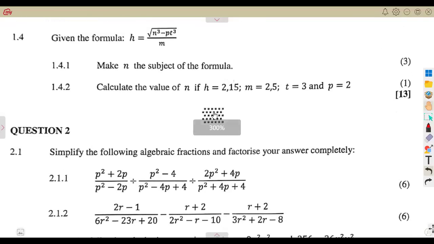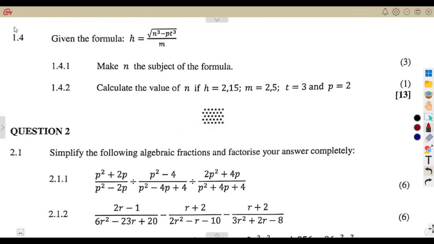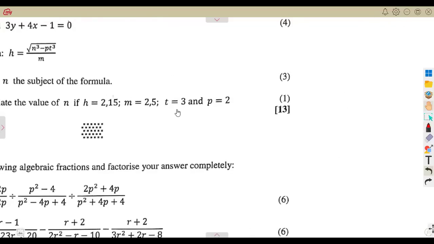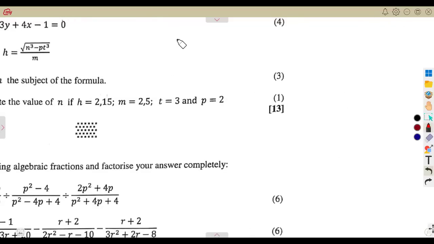On 1.4, we were given a formula, and we are asked on 1.4.1 to make n the subject of the formula. All right, so let us consider our formula in this case, which is given as h is equal to the square root of n to the exponent of 3 minus pt to the exponent of 3, everything over m. How can we make n the subject in this case?